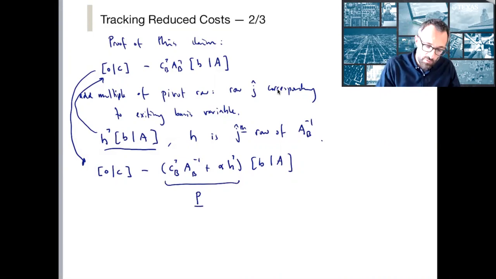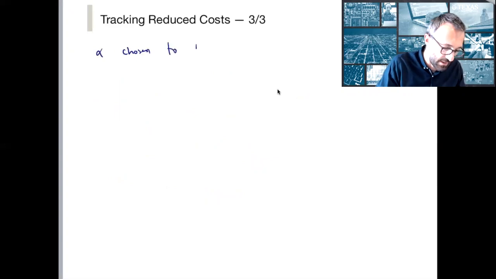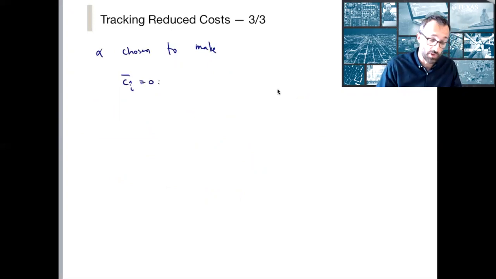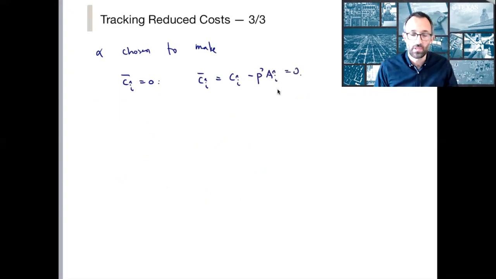So what is P? Do we have enough to determine it? How can we compute P? Well, first of all, what do we know about P? I know the following. We know that alpha is chosen to make C_i hat bar equal to 0. It wasn't 0 before. So we have one equation for P. We know C_i hat bar equals C_i hat minus P transpose A_i hat. This is equal to 0. This is our choice of alpha.